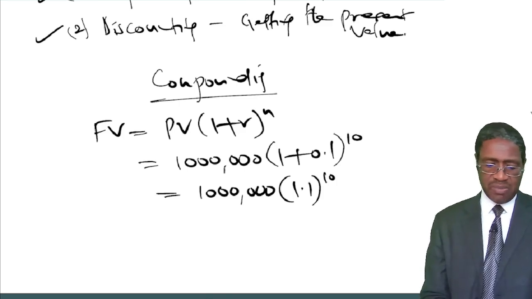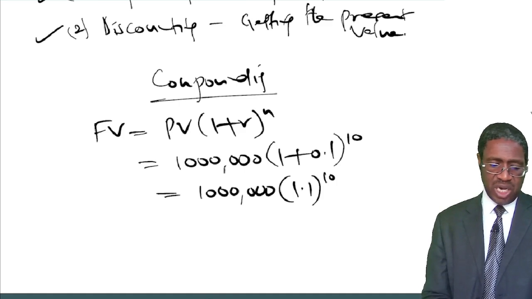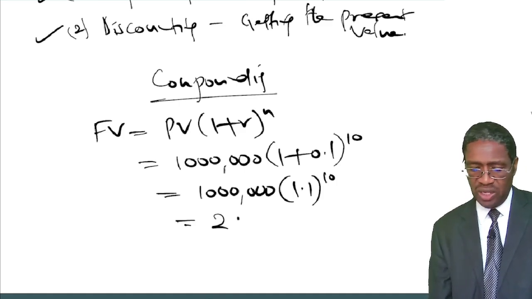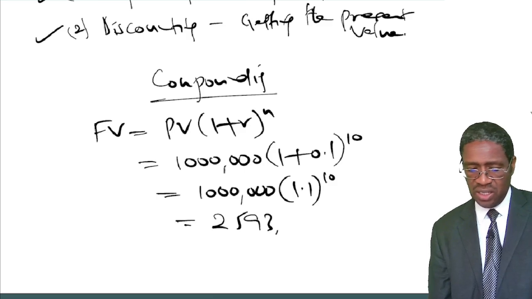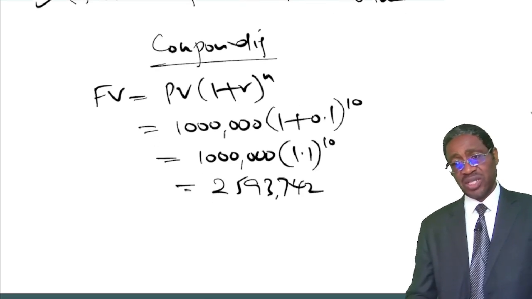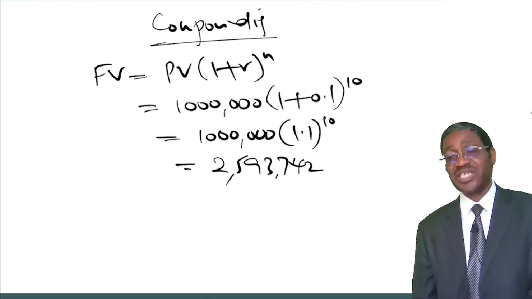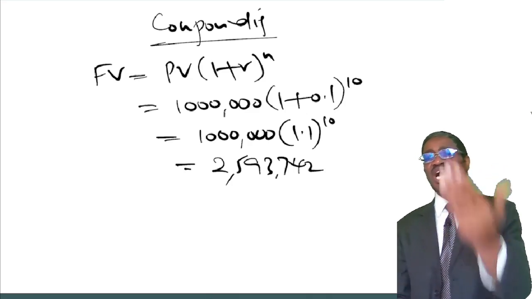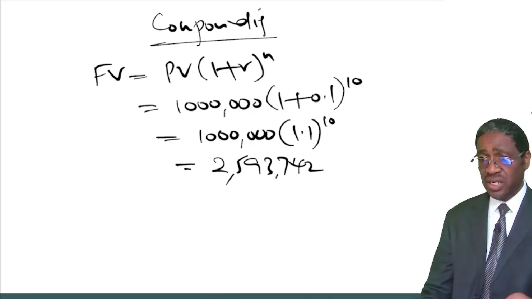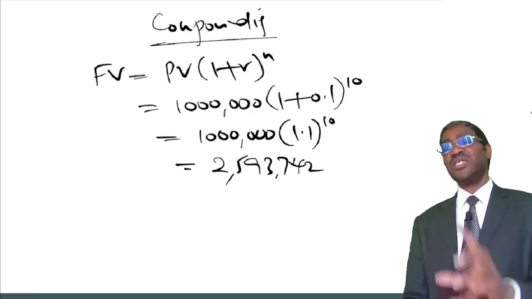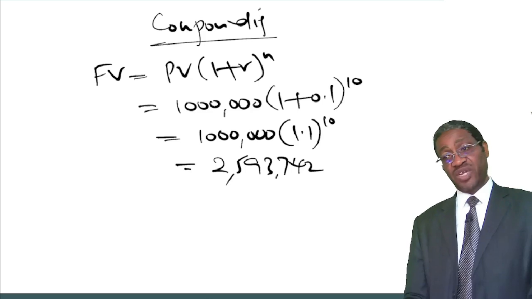I multiply that by 1 million. That will come to how much? It will come to an amount of 2,593,742. That's what you will get after 10 years if you invest 1 million now, and it will be earning an interest of 10%. Okay? Which means you are earning interest every year at 10%.